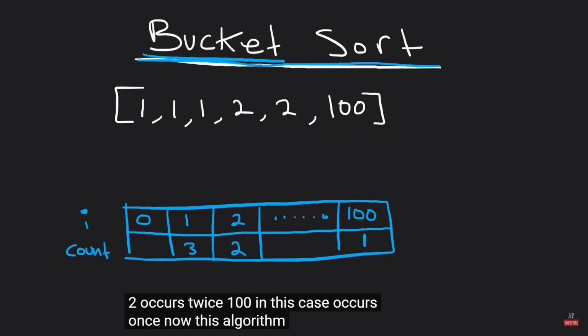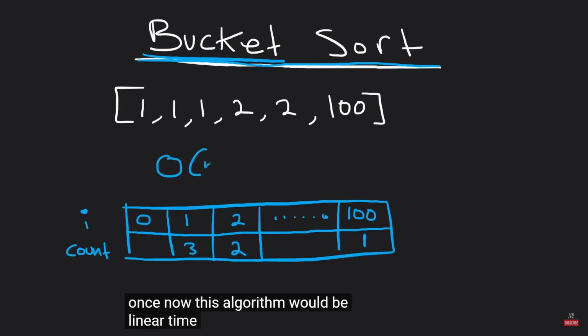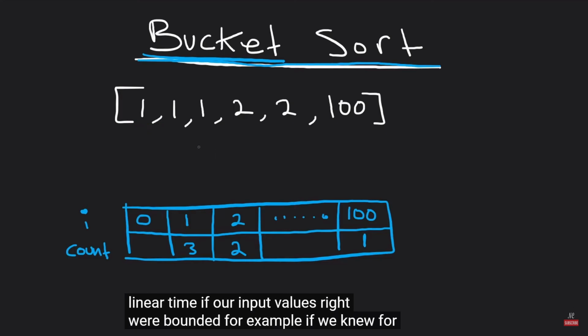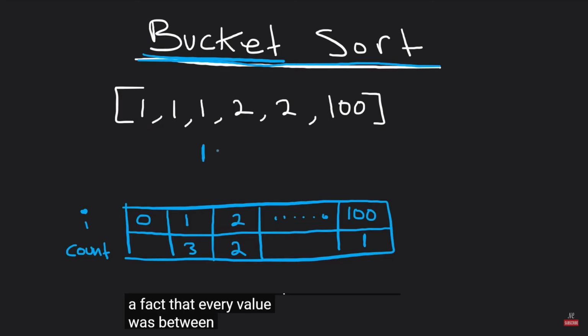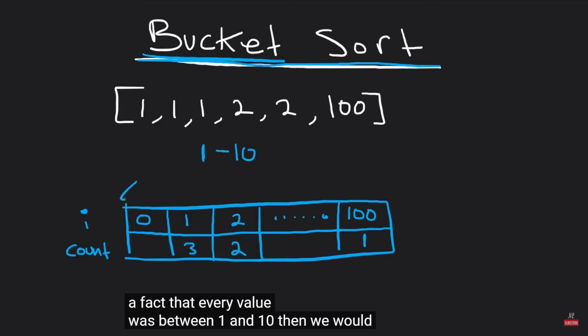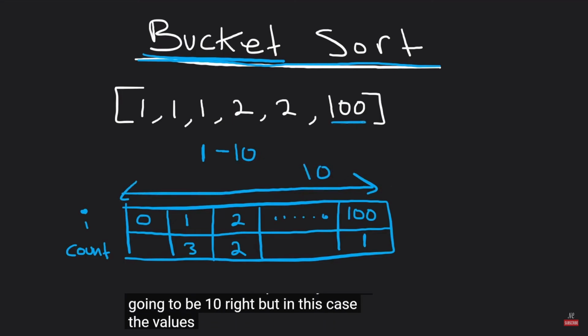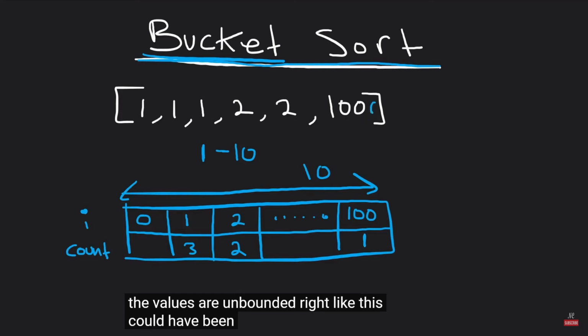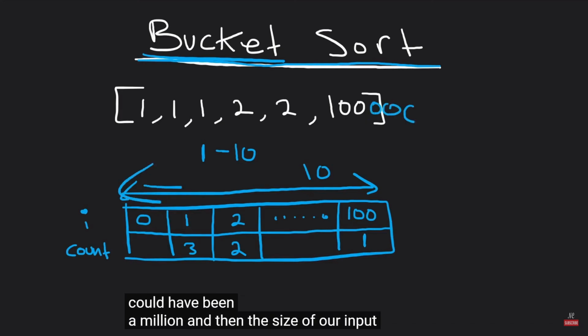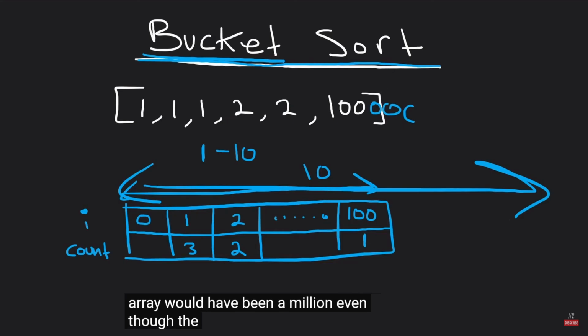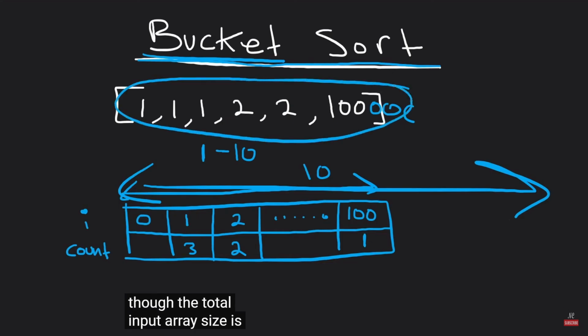Now this algorithm would be linear time if our input values were bounded. For example, if we knew for a fact that every value was between 1 and 10, then we would know that the size of our input array is also going to be 10, right? But in this case, the values are unbounded. Like this could have been 1,000,000, and then the size of our array would have been 1,000,000, even though the total input array size is only 6.